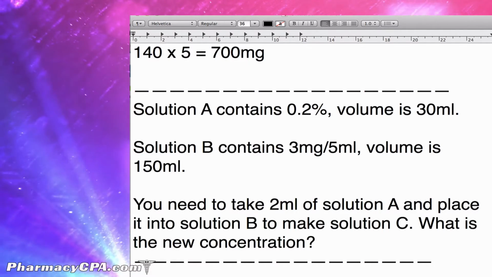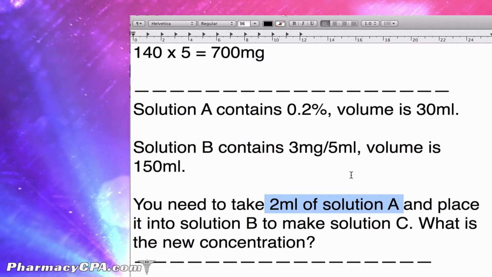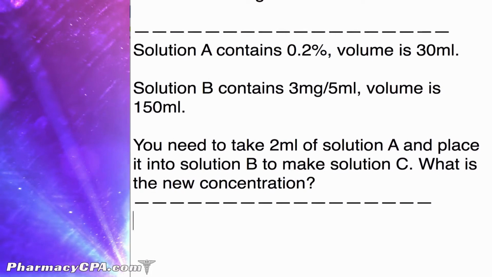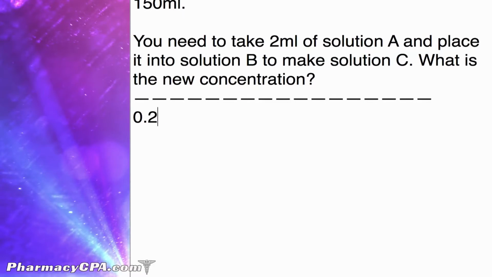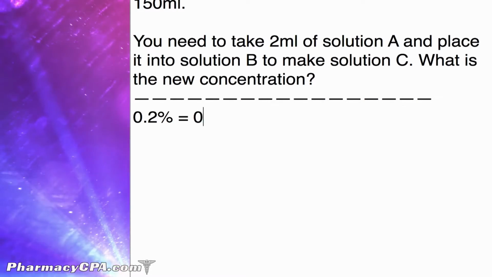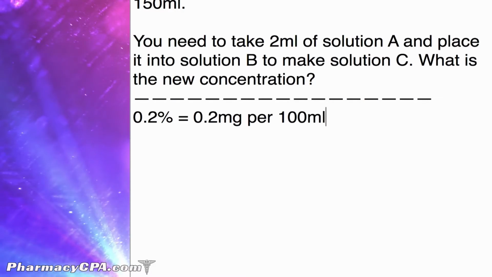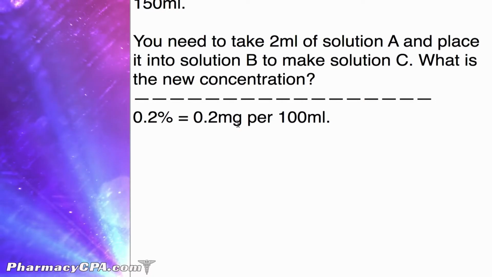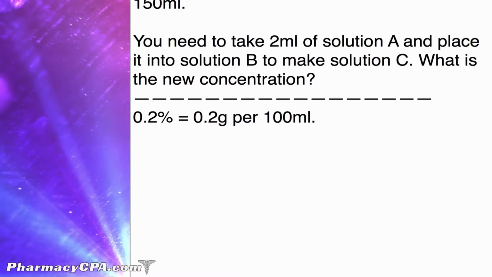But what I'm thinking is, you're taking 2 mils of solution A. So what is that quantity? You know that 0.2% is 0.2 grams per 100 mil. Sorry, grams, my bad.